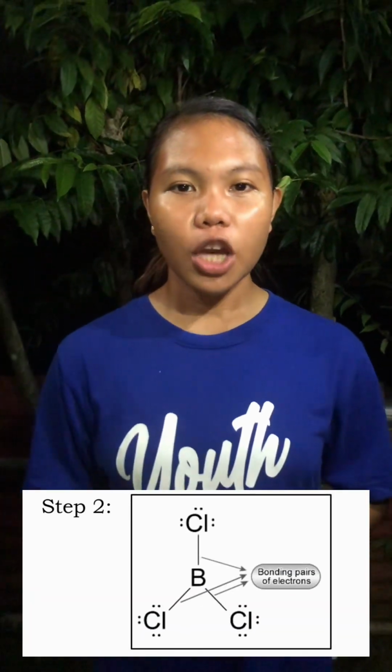Step 2, you can see the bonding pairs of electrons. Step 3, the central atom has 3 electron pairs, 3 bonded pairs and no lone pair. Step 4, the electron pair orientation for 3 electron pairs is trigonal planar. Step 5, the molecular shape of BCl3 is trigonal planar.